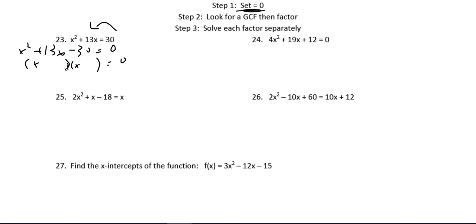Yes, 3 times 10 is 30. But 10 minus 3 is 7. And 3 minus 10 is negative 7. We need them to differ by 13. So that's 15 and 2. And I want the bigger number to be positive, so I have 13 positive left over. Now at this point, we're not finished yet because we have to set each of these equal to 0. And that will give me x equals negative 15 and x equals positive 2.